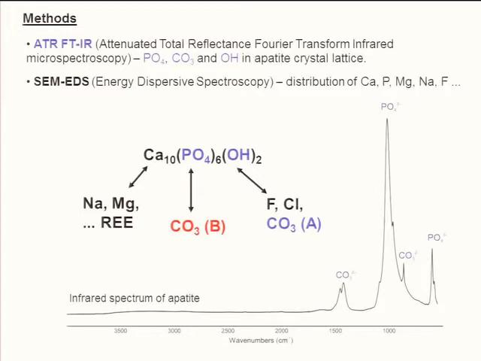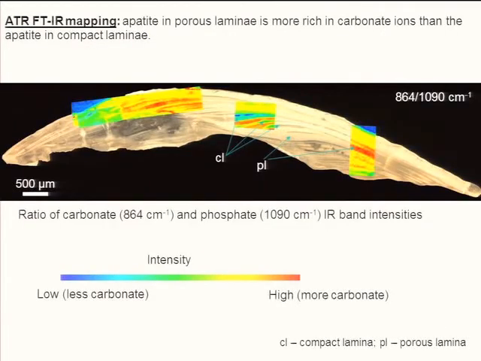To study this kind of variability, I used a combination of two methods. One of the methods I used was infrared spectroscopy, which allows us to study the existence and nature of phosphate, carbonate, and hydroxyl anions. The other method I used was energy dispersive spectroscopy, which allows us to study the distribution of single elements like sodium, magnesium, calcium, or fluorine. And I used mapping regimes with both of these methods. Here are the results of infrared mapping.